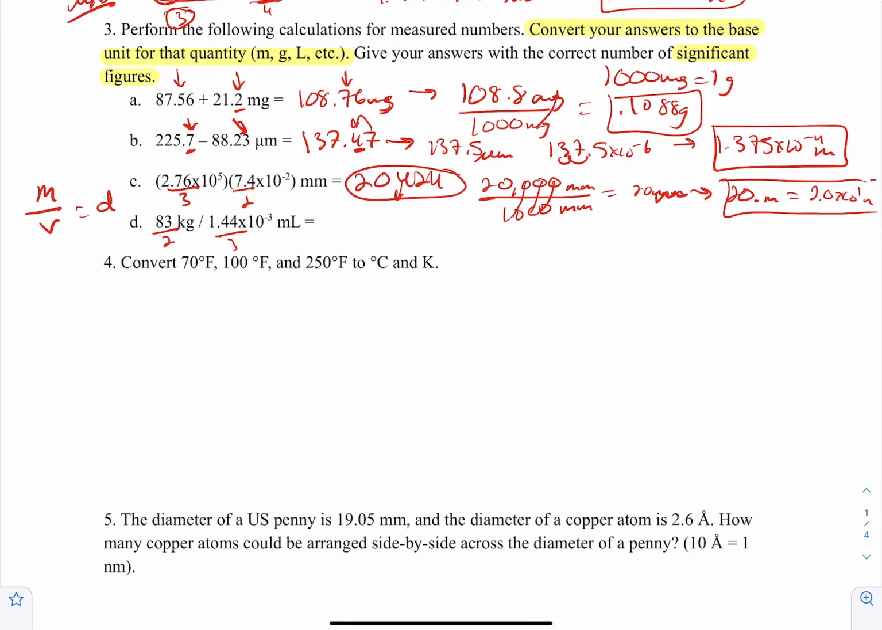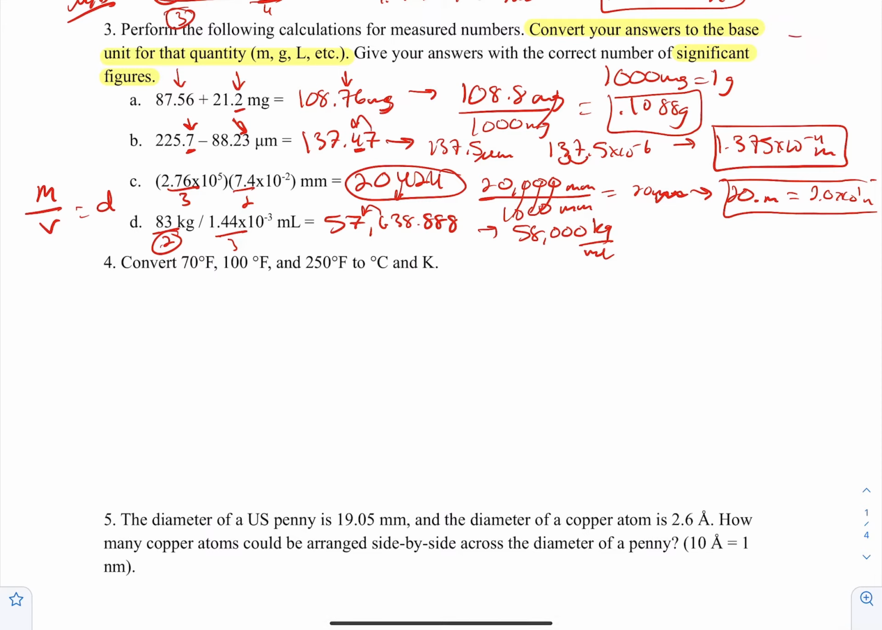Now, if I punch this in my calculator, 83 divided by 1.44 to the negative 3, okay, I get this large value, 57,638.888. Okay, now I'm specific to 2 sig figs. Now, this one's a little easier to do, so I'm going to round this guy up. That becomes 58,000, and this would be kilograms over milliliters.